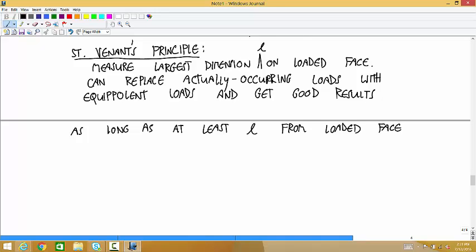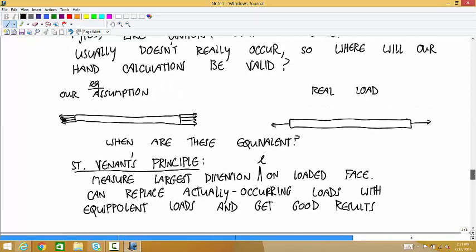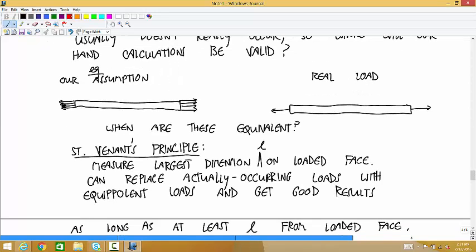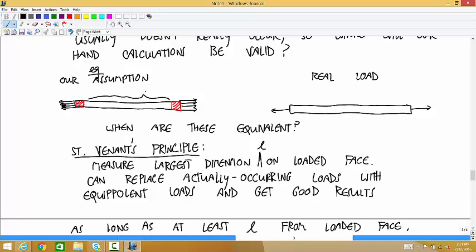So what that says is, in this example up here, we're not going to deal with what's happening at the ends. We're going to ignore regions like this, near where the loads occur. But in all of this, our results are valid.